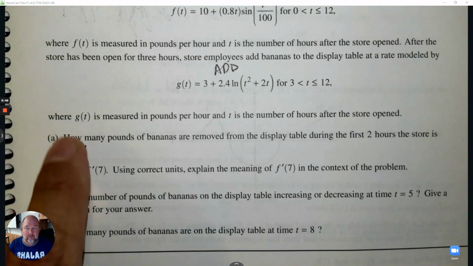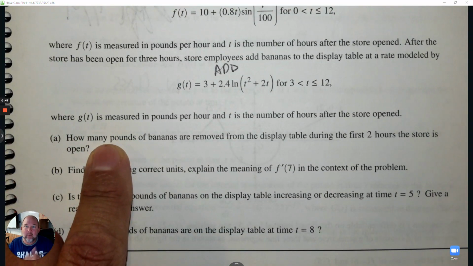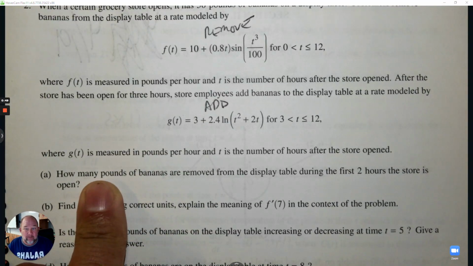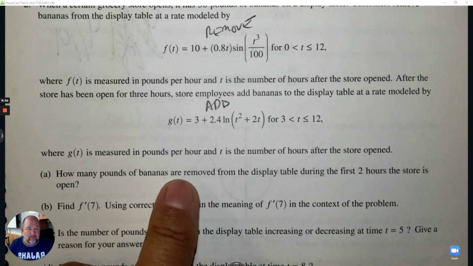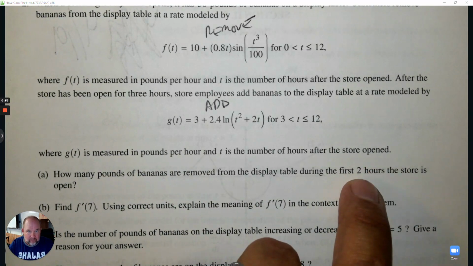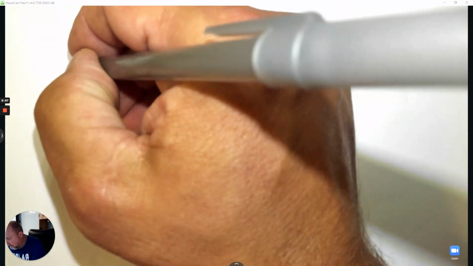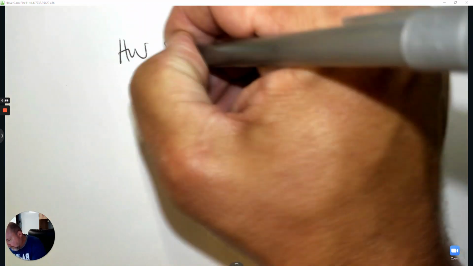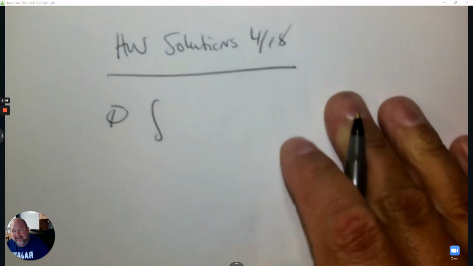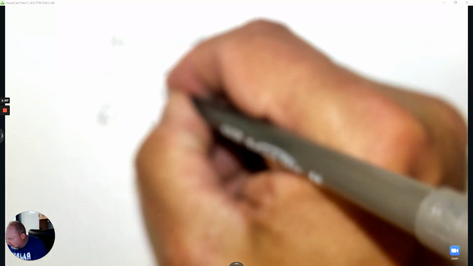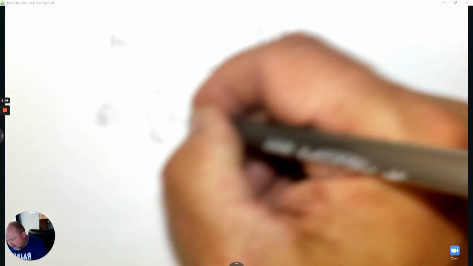All right, first question. How many pounds of bananas are removed during the first 2 hours? That question, when we have a rate, means it's an integration. This is the one I'm going to integrate. So I'm going to integrate from the first 2 hours, F of t dt.